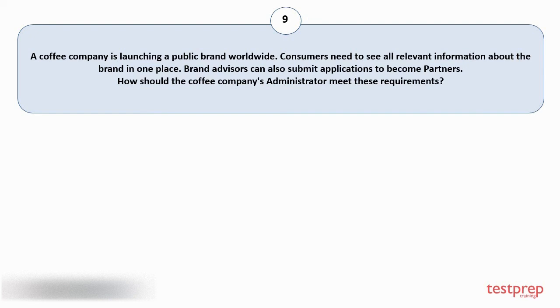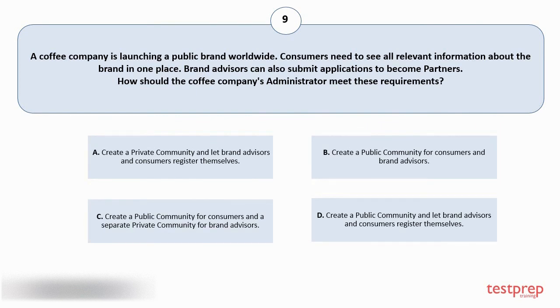Your options are: A. Create a private community and let brand advisors and consumers register themselves. B. Create a public community for consumers and brand advisors. C. Create a public community for consumers and a separate private community for brand advisors. D. Create a public community and let brand advisors and consumers register themselves. The correct answer is option D.